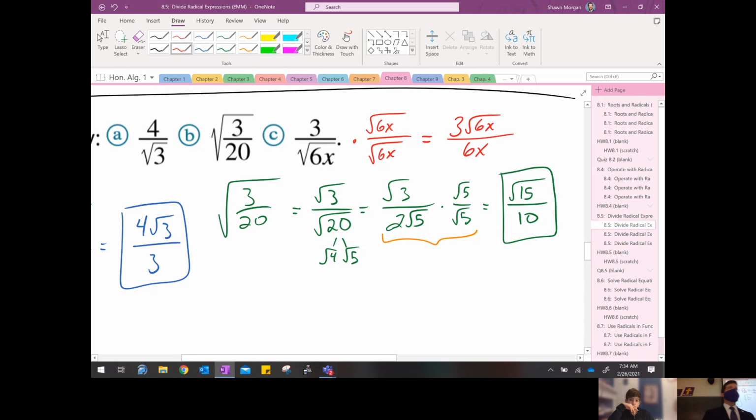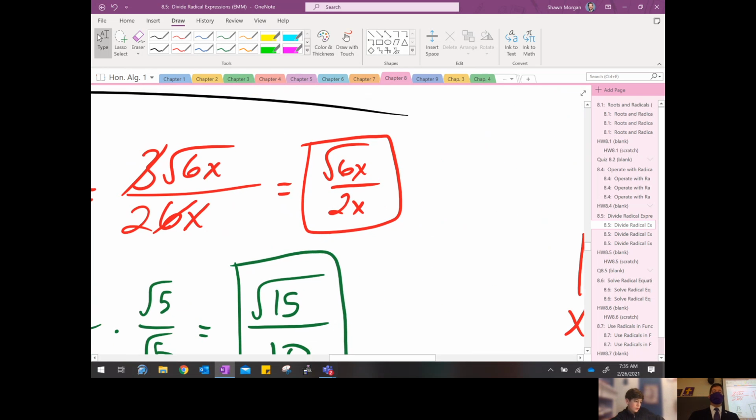Fabulous. Now, Charlie, if I were to leave my answer looking like that, I would be wrong. Why would I be wrong? Correct. What would I need to do to simplify it further? Yeah, there's a 3 on the top and a 3 on the bottom. So this is square root of 6x over 2x. Okay. Quentin, can I cancel out the x's, by the way? I see x on top and bottom. Can I cancel out those x's?